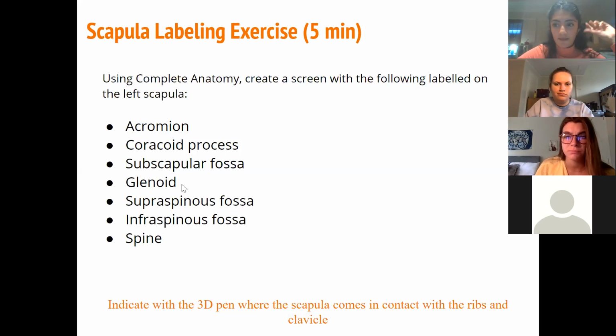And for glenoid, you can say glenoid cavity or glenoid fossa. I don't know why it just says glenoid. Alrighty, I'll give you 5 minutes. So we'll meet up at 5:45.